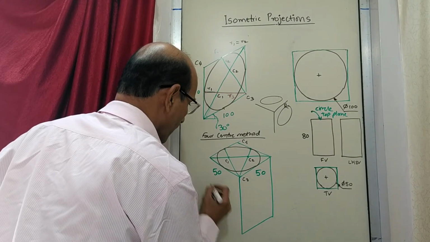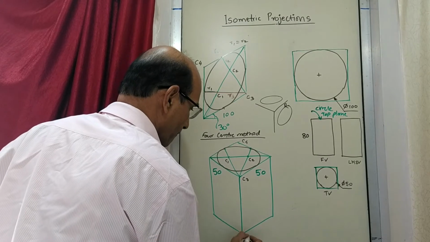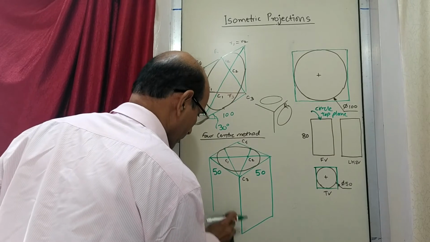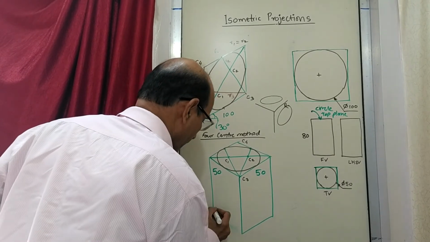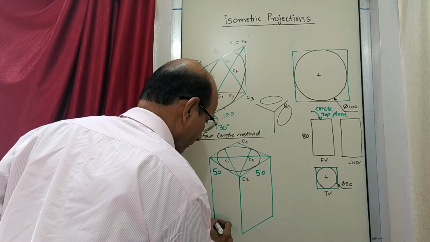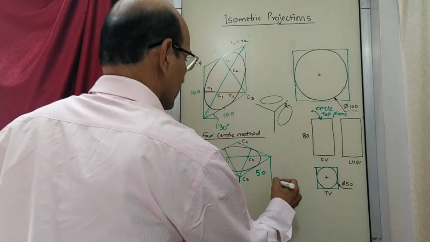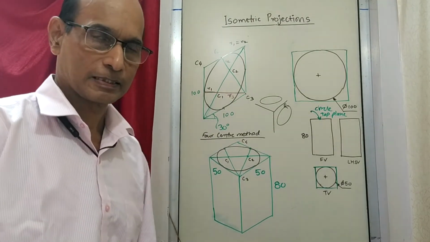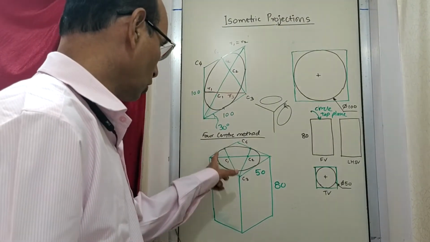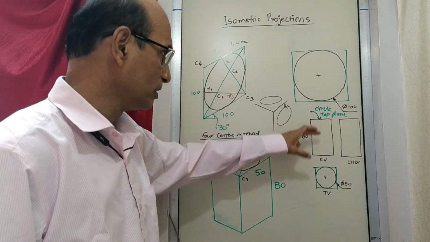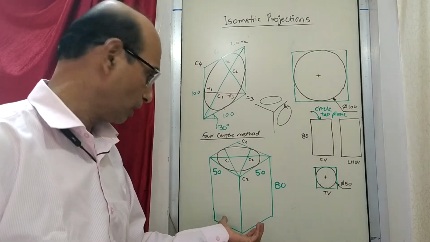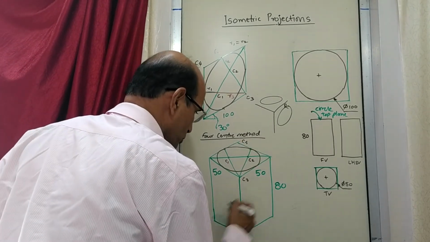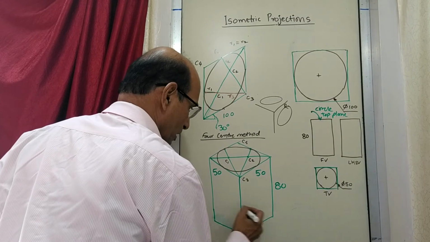It is 80. So first we have drawn the box, and after drawing the box, the circle which you have drawn in the top plane, a similar circle you have to draw again here at the base plane. So you will repeat the whole procedure here again and draw it.